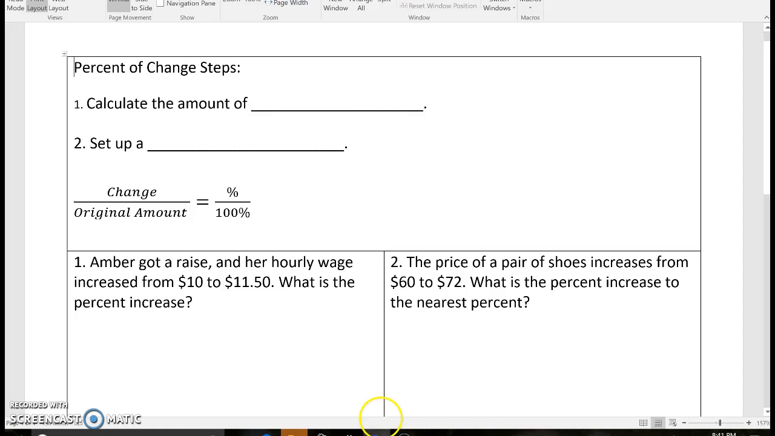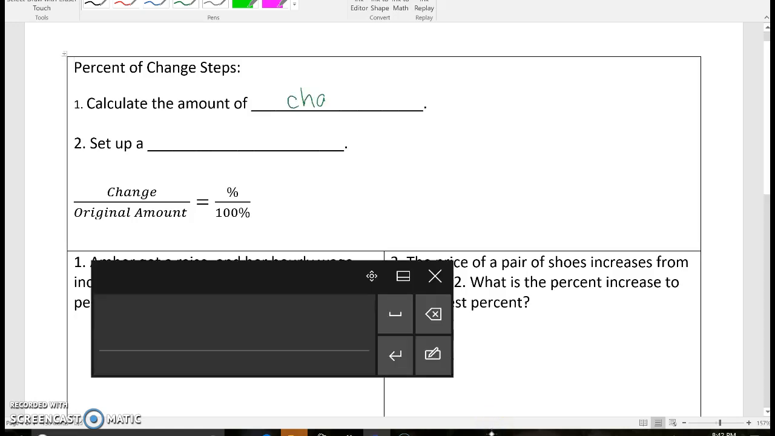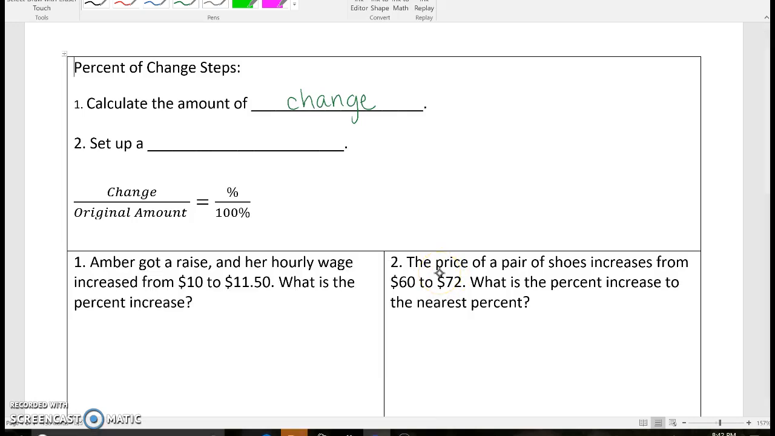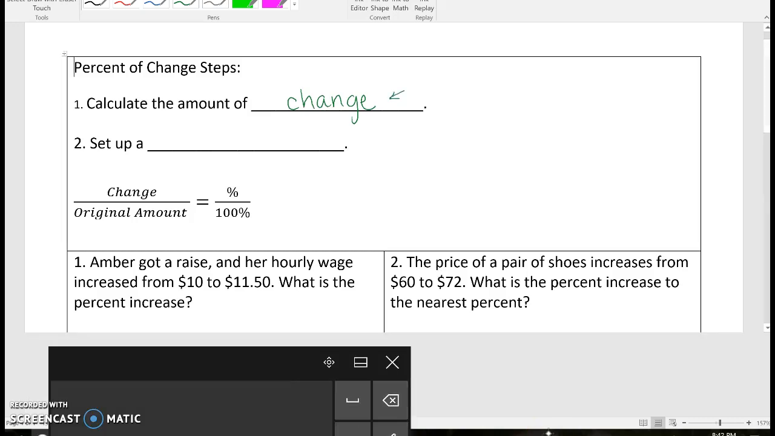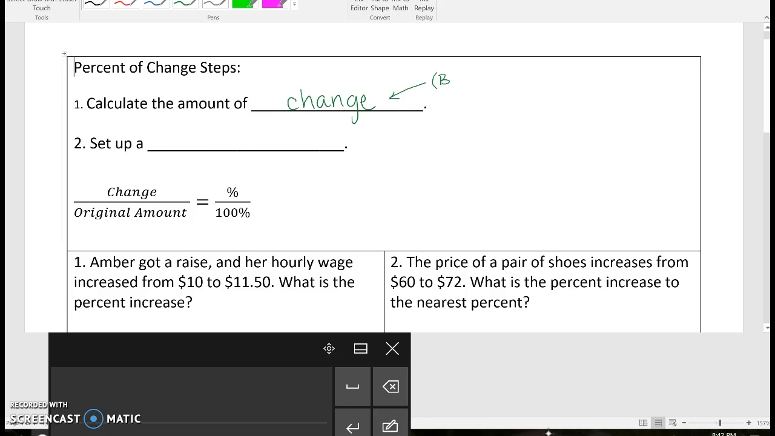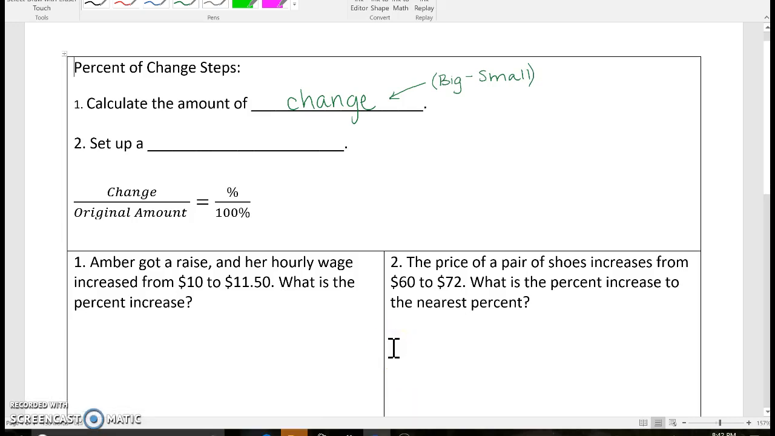So let's look at our notes for today. Our first steps for percent of change, number one, you're going to calculate the amount of change. If you remember, change up on our wall is to subtract. So to find the change, you're going to take your big number minus your small number. And then you're going to set up a proportion.